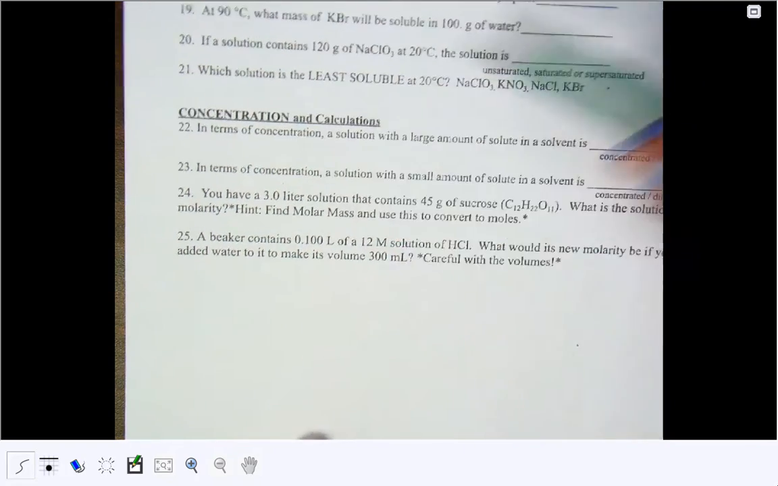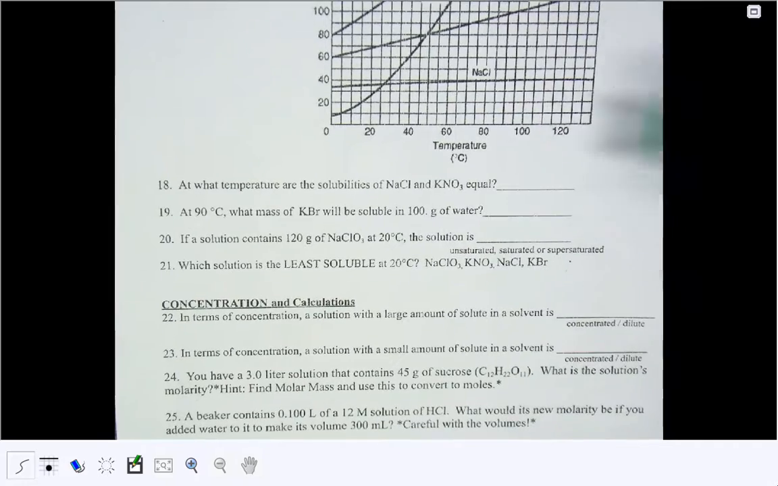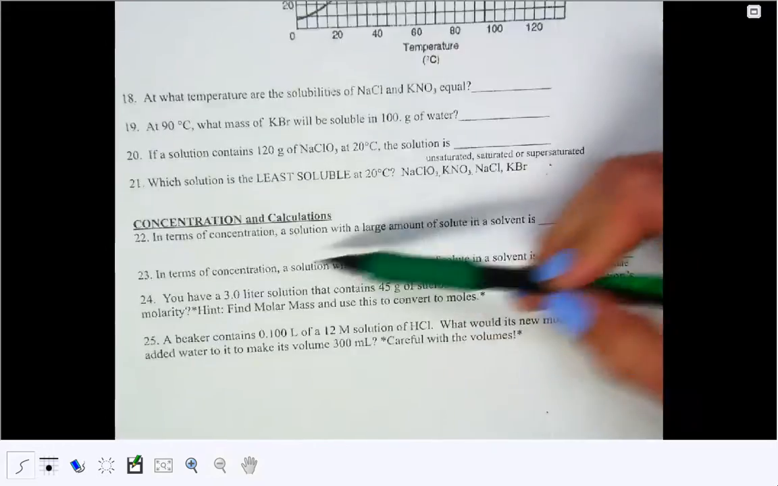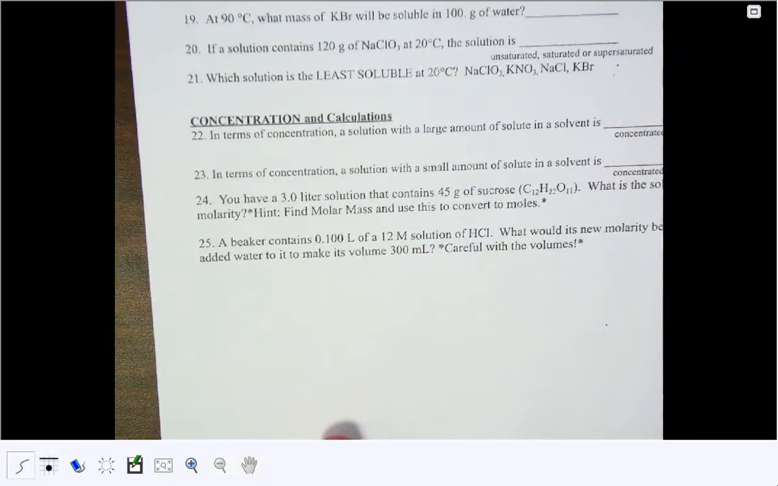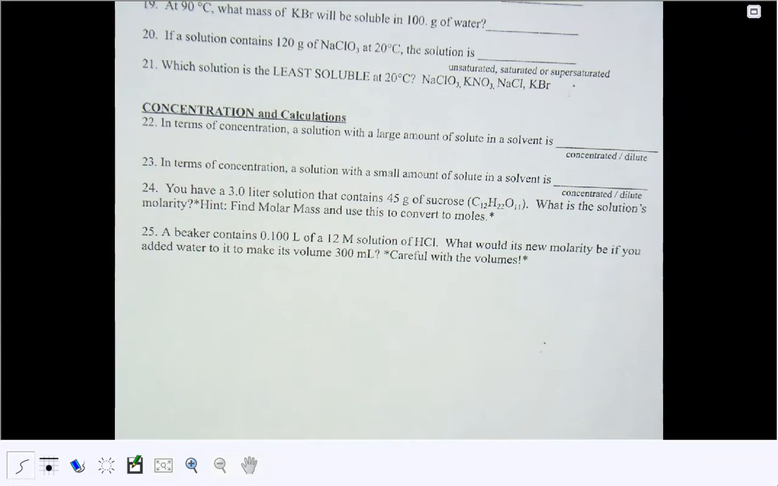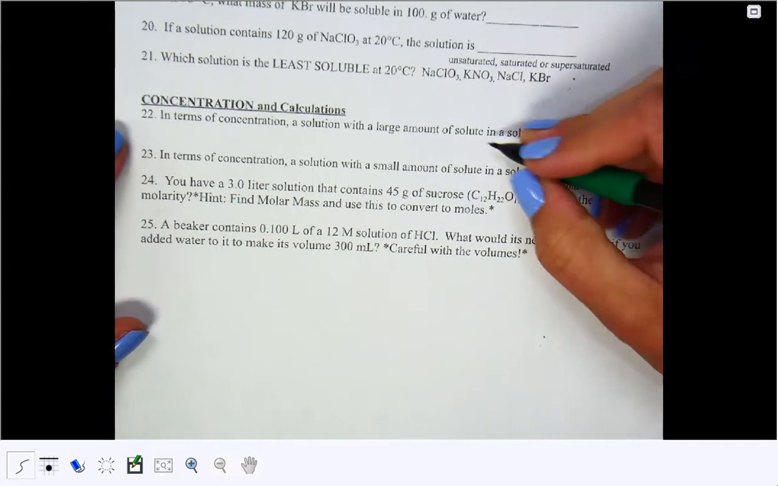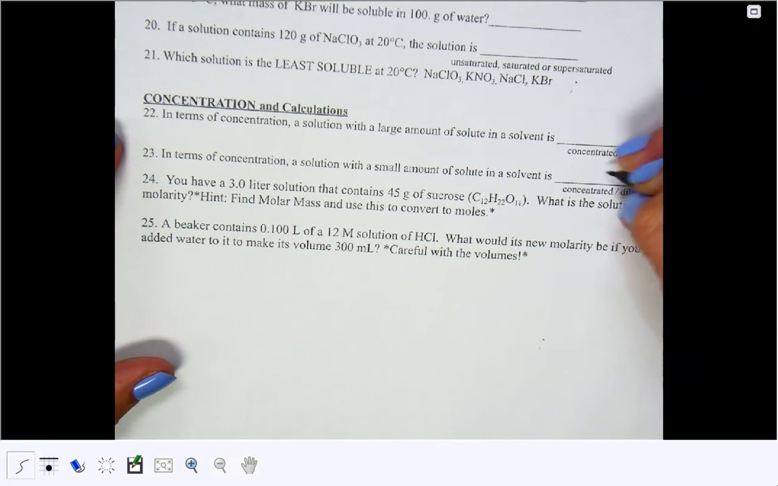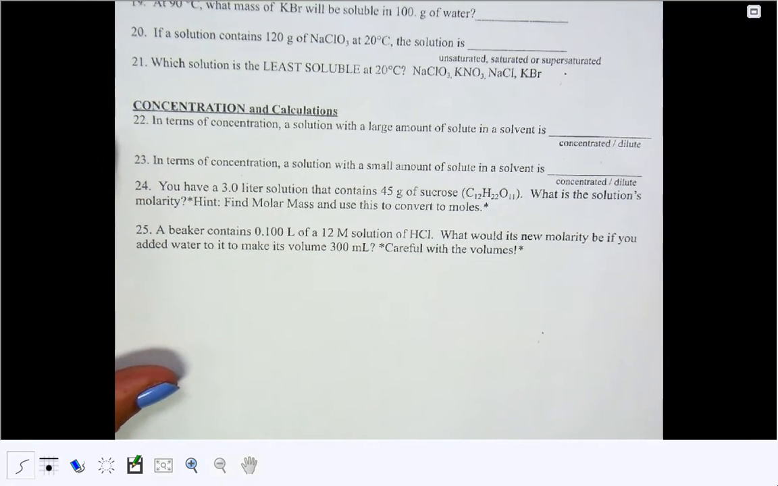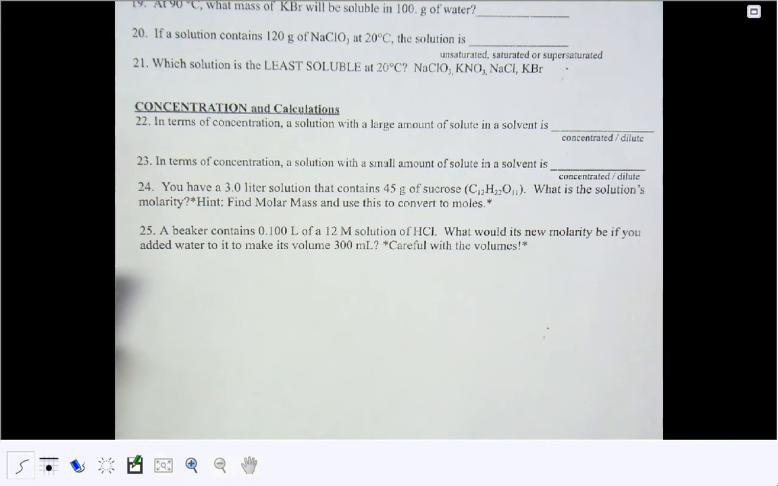All right, so we're going to start on the back page, okay? So make sure you're on this side. We're going to start with the concentration calculations, right? So looking at number 22, it says, in terms of concentration, a solution with a large amount of solute in a solvent is what? So are we going to say concentrated for that or diluted for that?